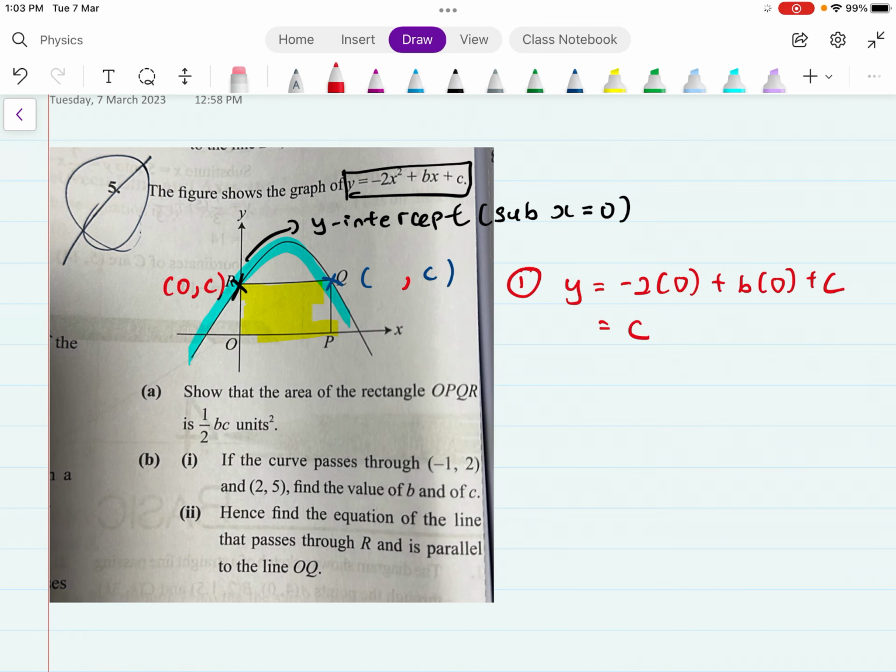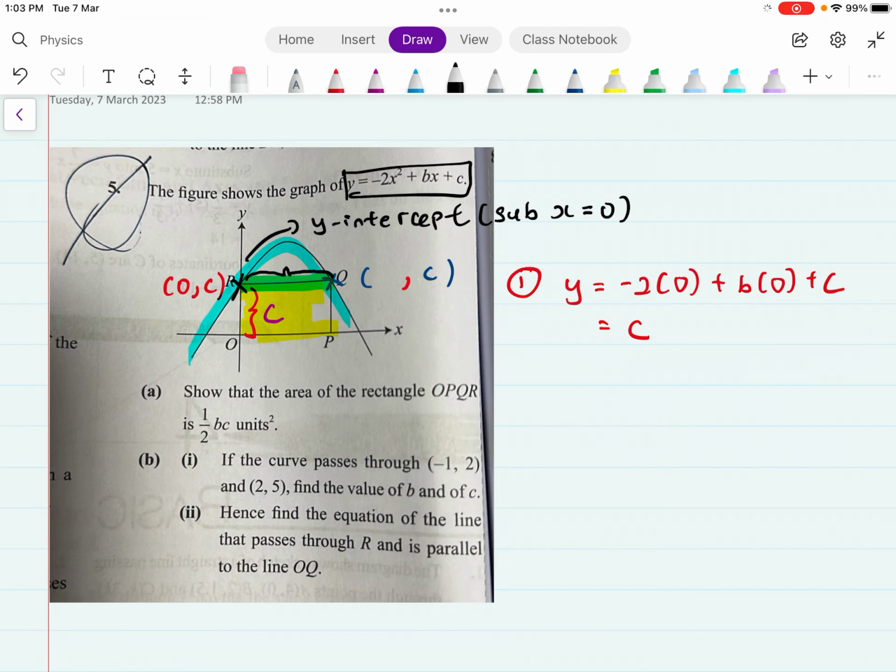Okay, the next thing is, before I talk about coordinate q, we know that the so-called breadth of your rectangle is given by c already. So the next thing I want to do is to find this length, because the area of a rectangle is length and breadth, right? In order to find the length, I need to determine q, and for that I need the x coordinate of q, because as long as I know the x coordinate of q, I can simply determine this length.